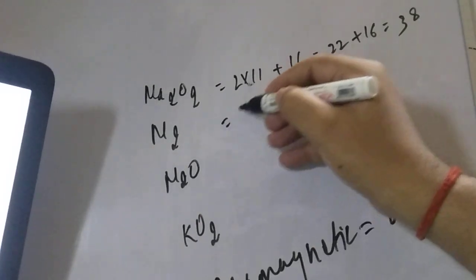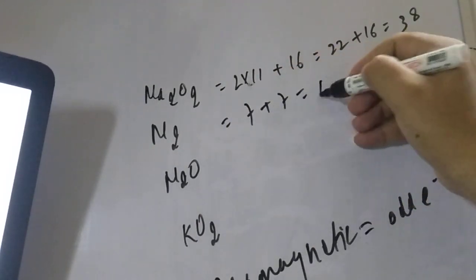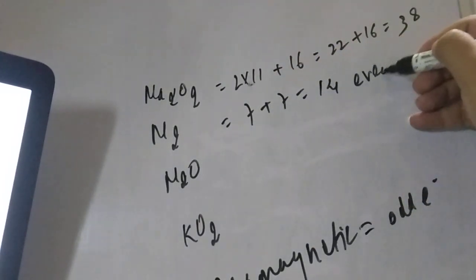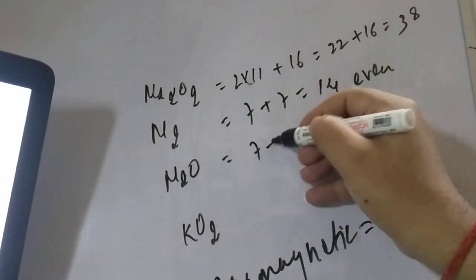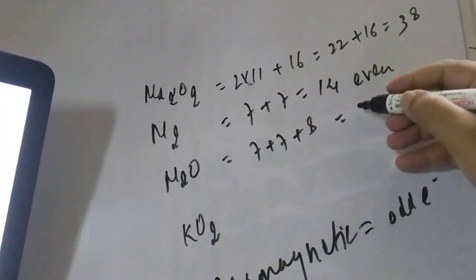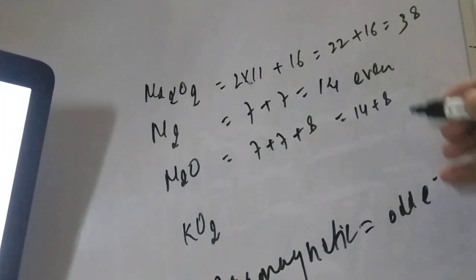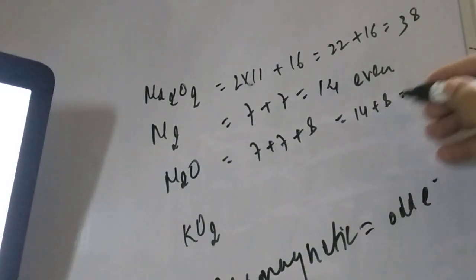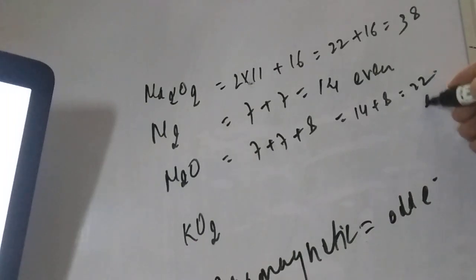Now you go N2: 7 plus 7, that is 14. 14 is also an even number. Now N2O: 7 plus 7 plus 8, that is 14 plus 8. How much is coming? That is 22. This is also an even number.